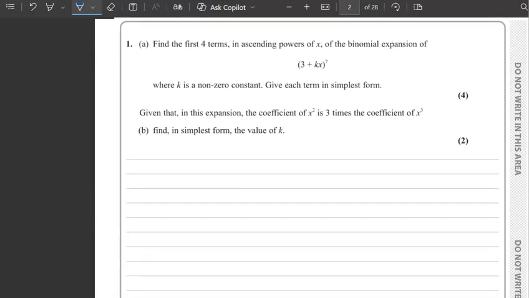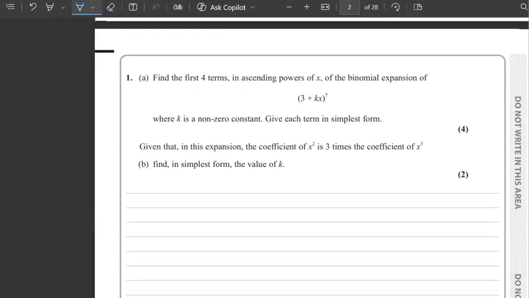So question 1, you are given part A: find the first 4 terms in ascending power of x of the binomial expansion of (3 + kx) to the power 7, where k is a non-zero constant. Give each term in simplest form.